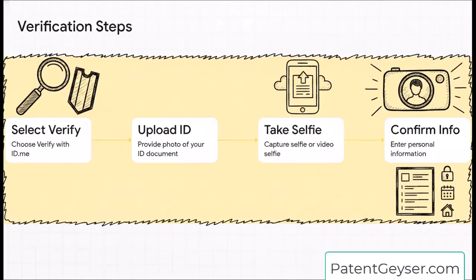Now, if this is your first time setting up ID.me, you're just going to follow a really quick self-service process. You'll upload a clear photo of your identity document, and then the system is going to prompt you to take a selfie or a quick video selfie with your phone. Make sure you have good lighting, take off any hats or sunglasses, and try to look at least somewhat like your official ID photo. Finally, you'll just confirm some personal details like your date of birth.